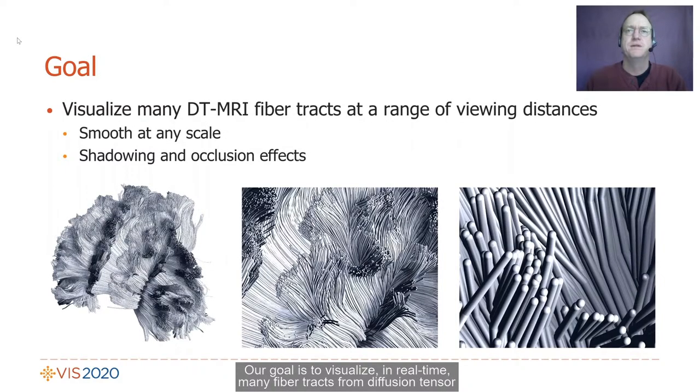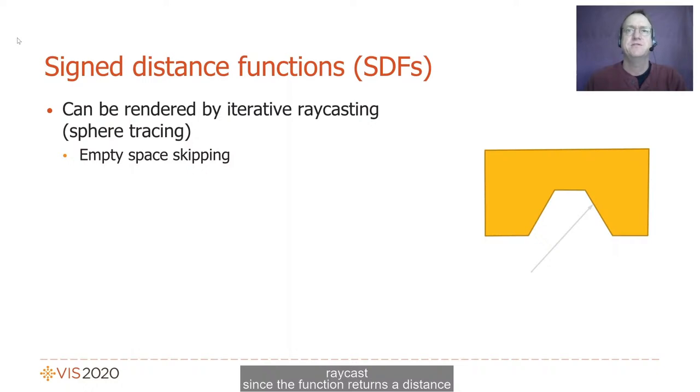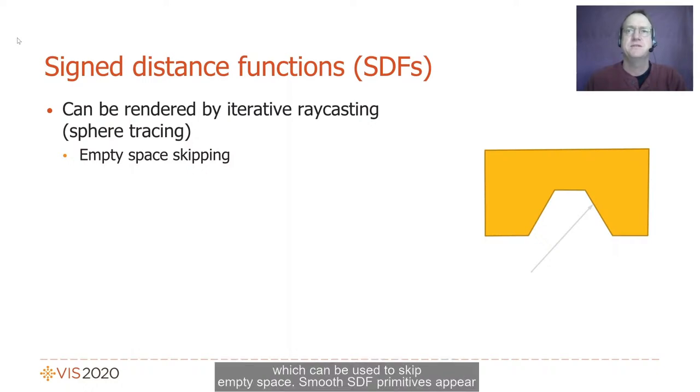Our goal is to visualize in real time any fiber tracks from diffusion tensor MRI, both up close and at a distance, without any of the visual artifacts that approaches such as tessellated tubes or impostors have. Signed distance functions are implicit functions which can be efficiently raycast, since the function returns a distance which can be used to skip empty space.